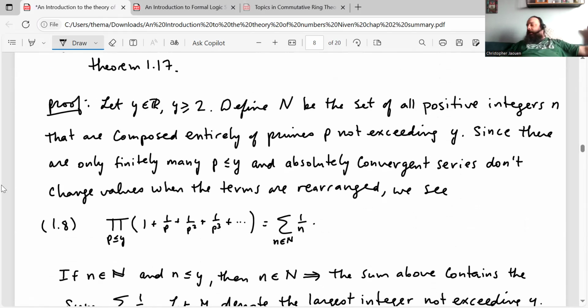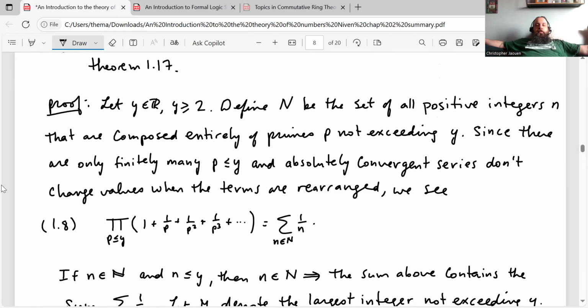This proof is quite involved, and I don't think I would have been able to come up with this proof myself in a reasonable enough amount of time to make this video. So I'm taking the proof from Niven, Zuckerman, and Montgomery. This is their proof. Let y be a real number, y greater than or equal to 2. Define capital N to be the set of all positive integers n that are composed entirely of primes p not exceeding y.